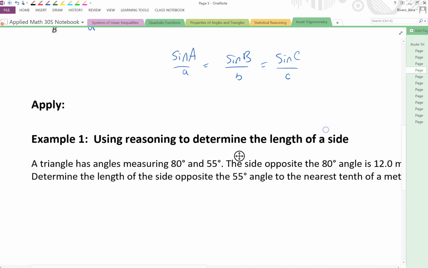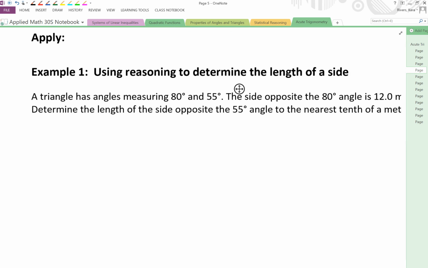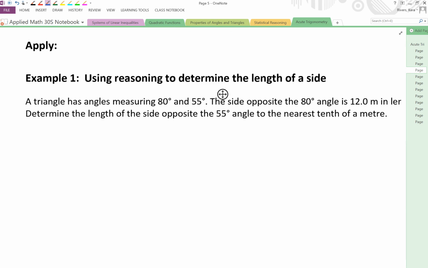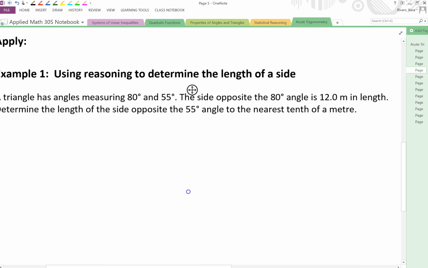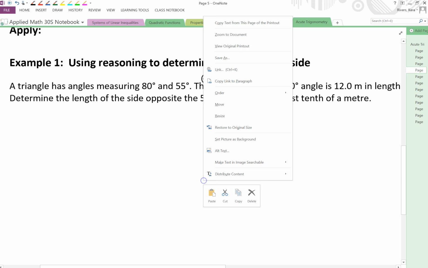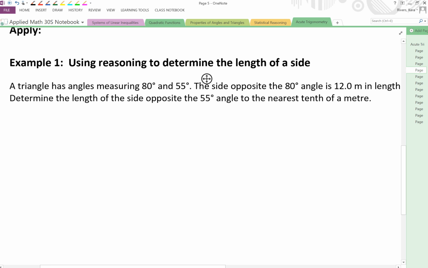Alright, let's take a look at an application question here. Example 1. Using reasoning to determine the length of a side. A triangle has angles measuring 80 degrees and 55 degrees. The side opposite the 80-degree angle is 12 meters in length. Determine the length of the side opposite the 55-degree angle to the nearest tenth of a meter.